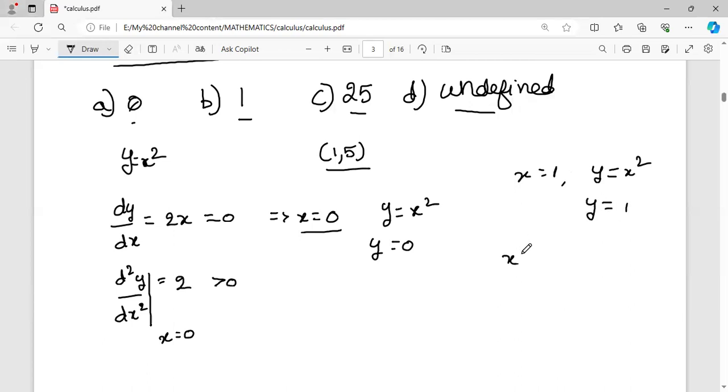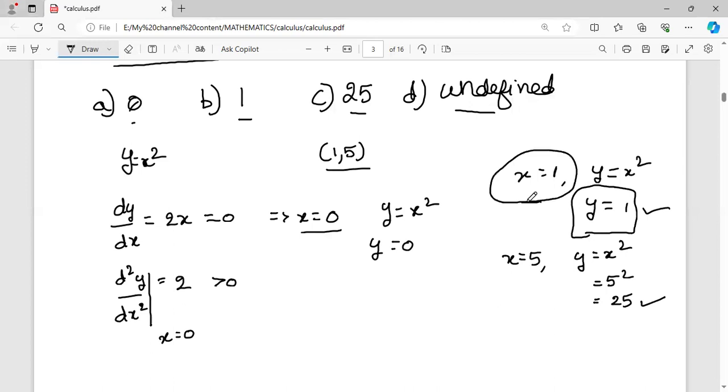Next, coming to x equal to 5. Then y equal to, what is the function? y equal to x square. Then its value is 5 square, that equal to 25. So y equal to 1 here, y equal to 25. So which one is the minimum value? 1 is the minimum value. So at x equal to 1, we get y equal to 1.